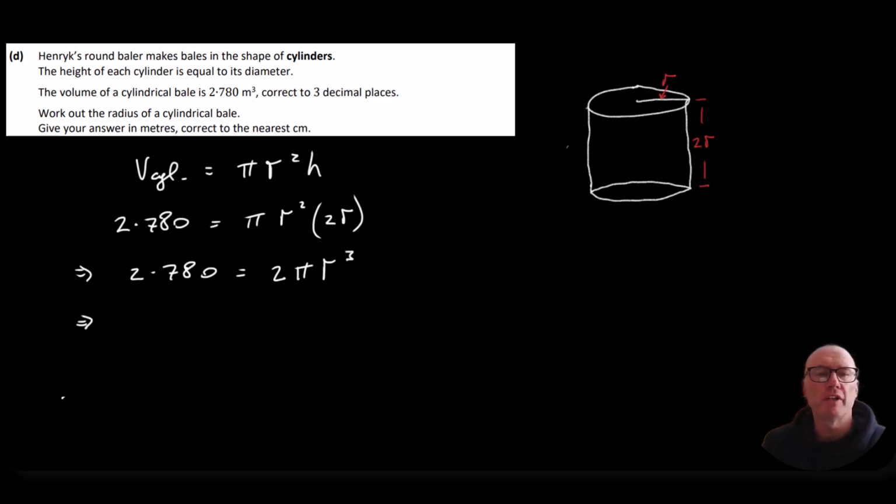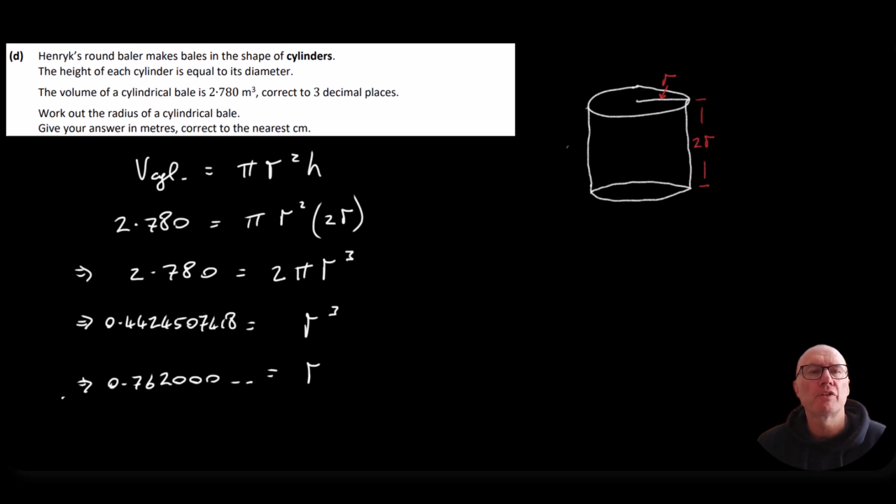So what I'm going to do now is just divide both sides by 2 pi. So r cubed will be 2.780 divided by 2 pi, which is 0.4424507418. Get the cube root of both sides. So on the left hand side you'll get 0.76200 and so on. Now it says here, give the answer in meters, correct to the nearest centimeter. So this is in meters, so we've got to change that to centimeters. So that's going to be 76.2 centimeters, and correct to the nearest centimeter, it's going to be 76 centimeters.